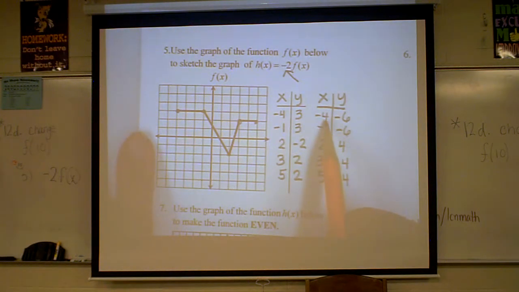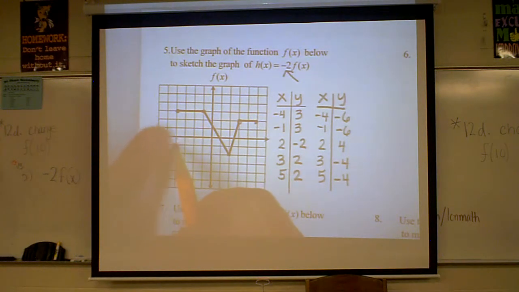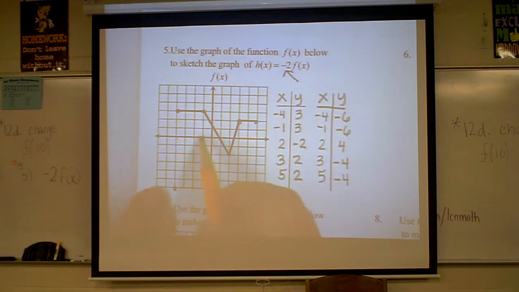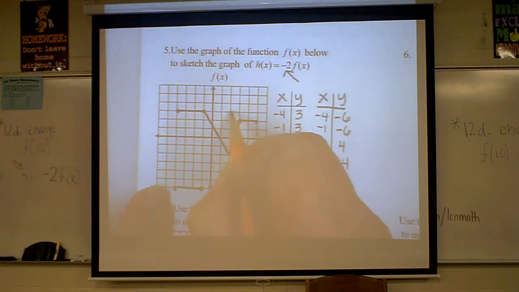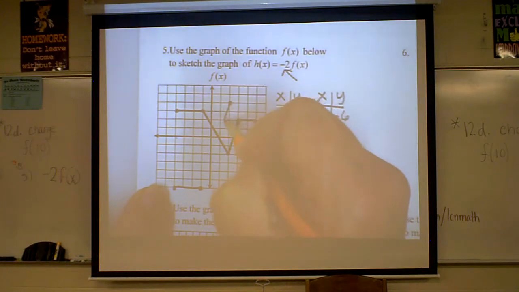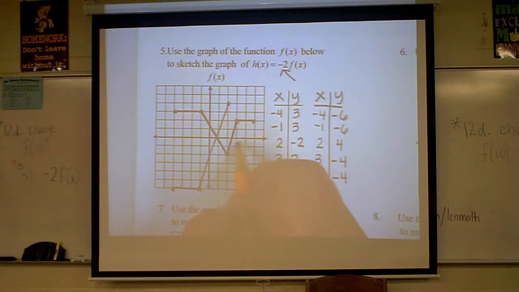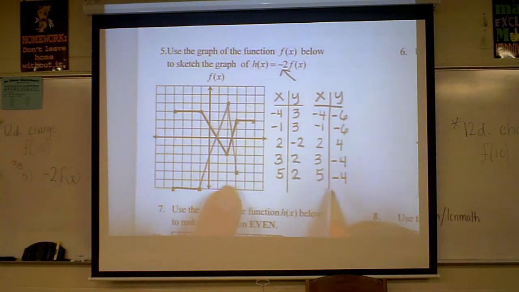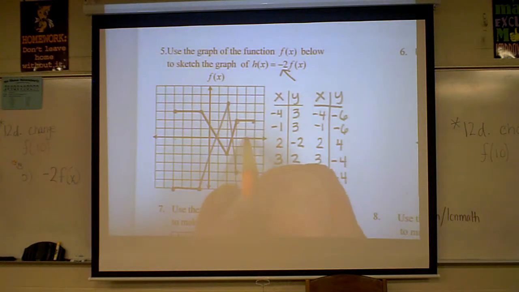So we're going to plot these points. Negative 4, negative 6, 1, 2, 3, 4, 1, 2, 3, 4, 5, 6. Then we have negative 1, negative 6. We connect those two. Then we have 2, 1, 2, 3, 4. That's a third point. Connect those. We have 3, negative 4. 1, 2, 3, 1, 2, 3, 4. And we have 5, negative 4.